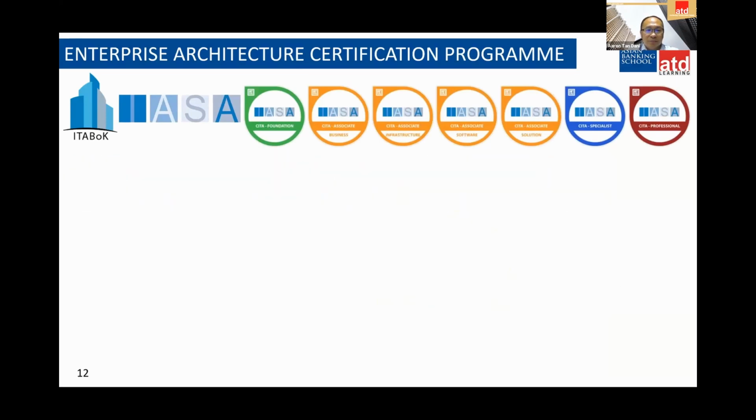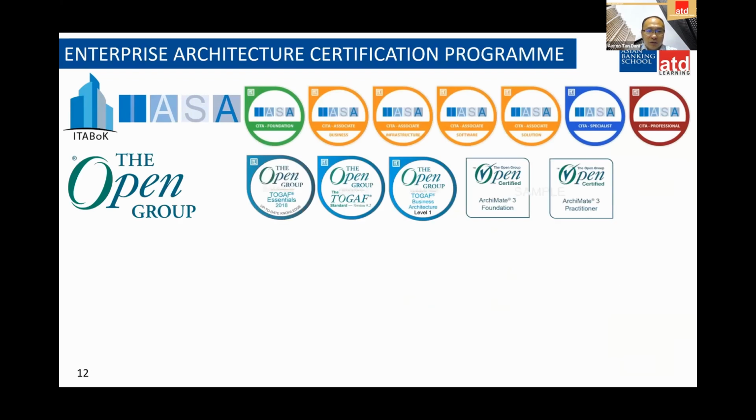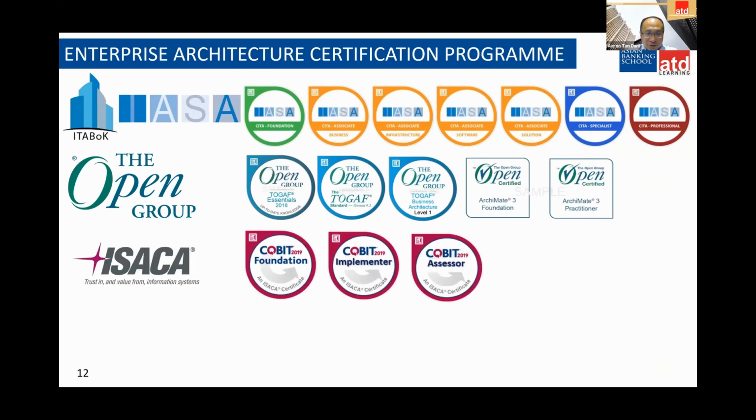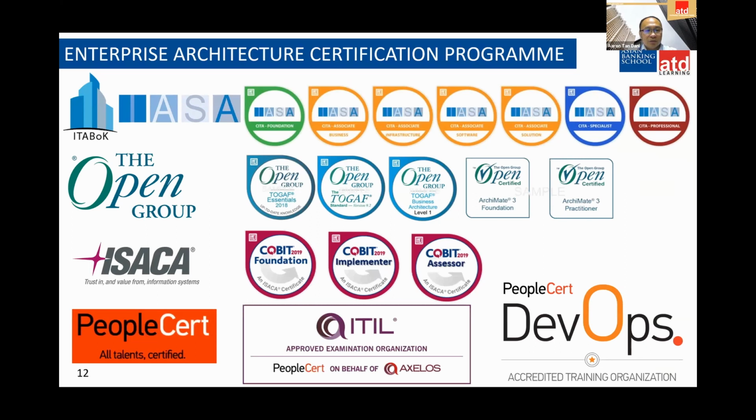So all the certification of the business, infrastructure, software, solution, and all the specialists on the certification skill set. Then the next one is on the so-called TOGAF, right? The framework, and also the language like ArchiMate from the Open Group. Then of course the governance from ISACA, and also the people certification on IT services and DevOps that are quite critical in today's context of digital transformation.